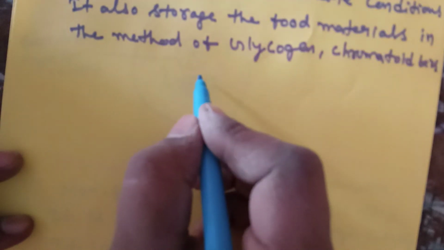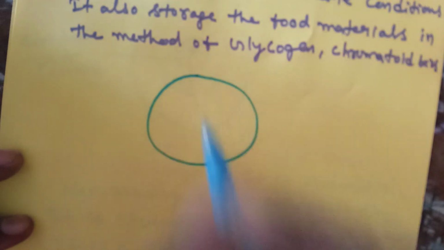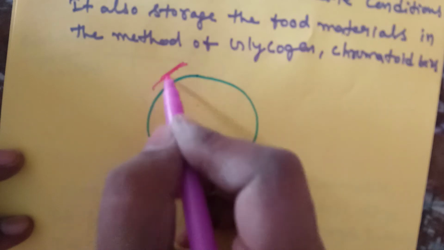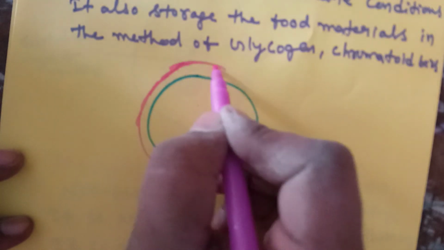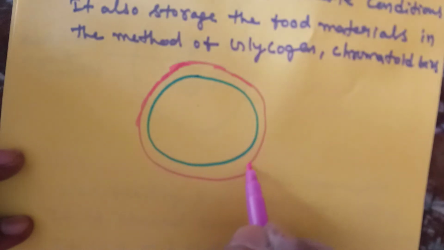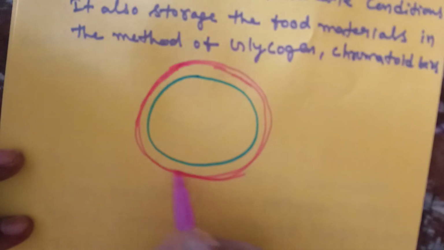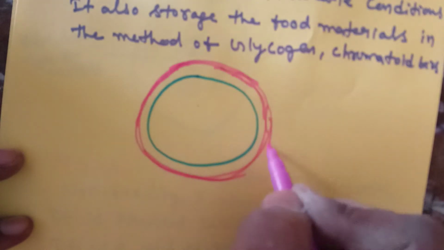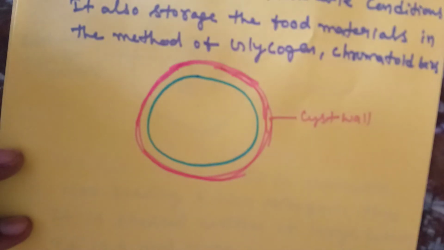So this is a round shape. Around its body, the cyst develops. This is called the cyst wall. Around its body, the cyst wall is developed.